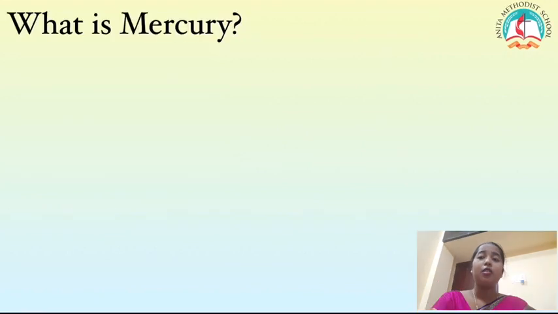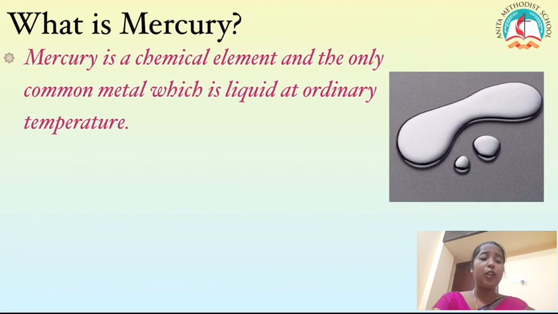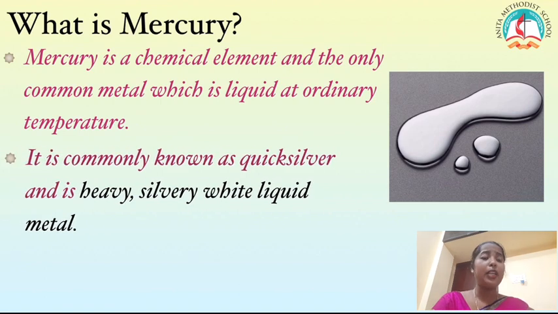What is mercury? Mercury is a chemical element and the only common metal which is liquid at an ordinary temperature. Even at ordinary temperature, mercury is found as a liquid metal. It is commonly known as quicksilver and is a heavy, silvery white liquid metal. These are the common names which mercury has.